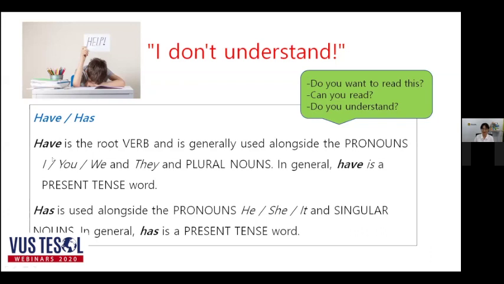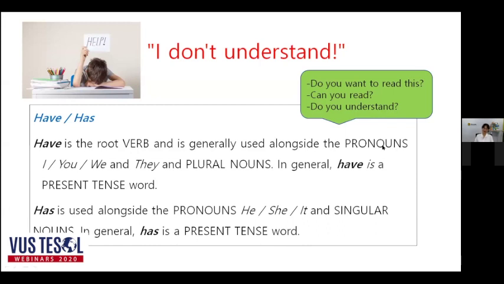Ready? Go. Have is the root verb and is generally used alongside the pronouns I, you, we, and they, and plural nouns. In general, have is a present tense word. Has is used alongside the pronouns he, she, it, and singular nouns. In general, has is a present tense word.